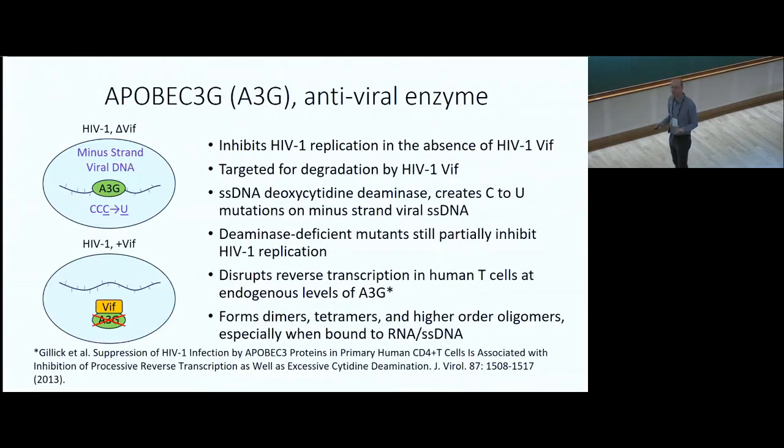But what's interesting, and what we've been trying to figure out why this happens, is that if you mutate the active site so that it can no longer perform this process, you have these deaminase-deficient mutants, and they still inhibit HIV replication. So there must be some other process. This has been studied in human T cells and even at endogenous levels. There have been many questions about whether this is really biologically relevant, but several papers have shown that it is.